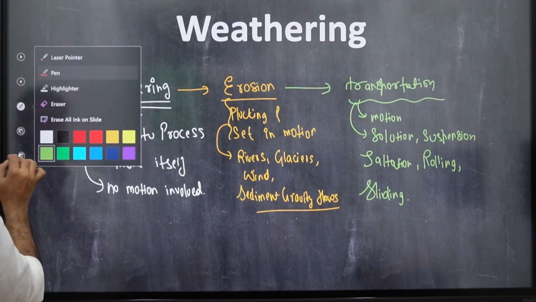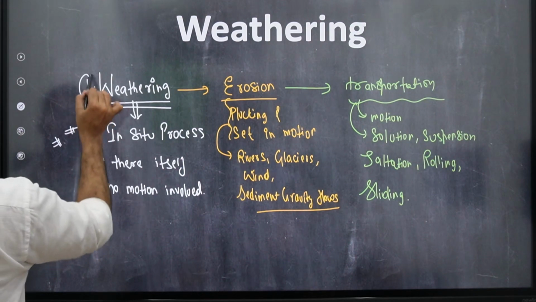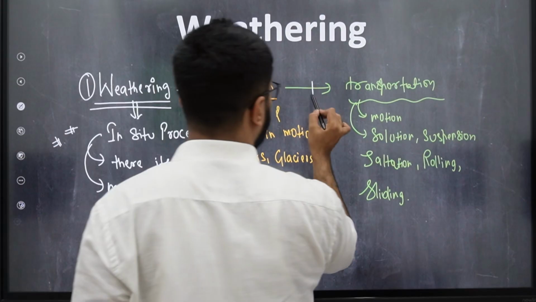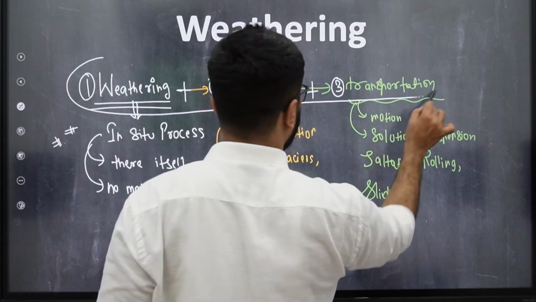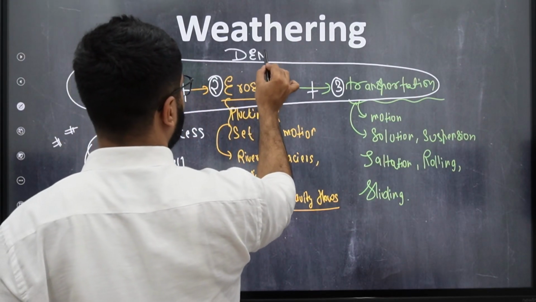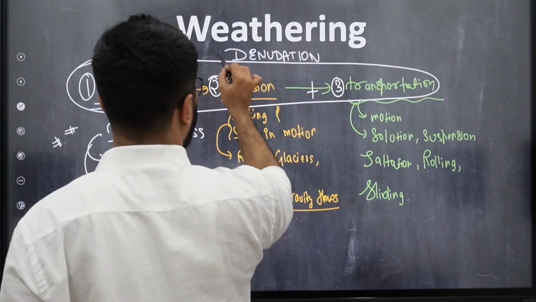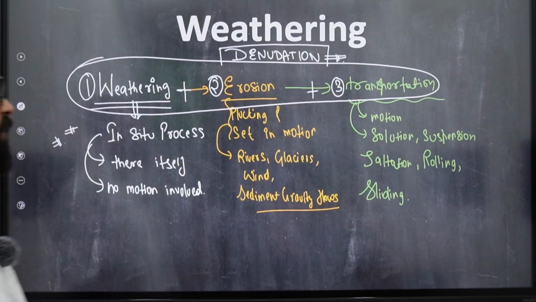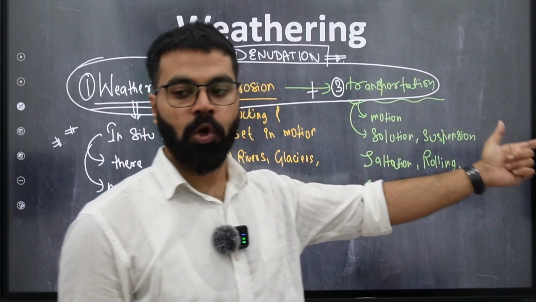So what he says is that if I add all these three, 1 plus 2 plus 3, together the process is known as denudation. Denudation. Very important. It has been asked in multiple exams including GATE and GSI. Denudation is a combination of weathering, erosion and transportation. All the three are involved.